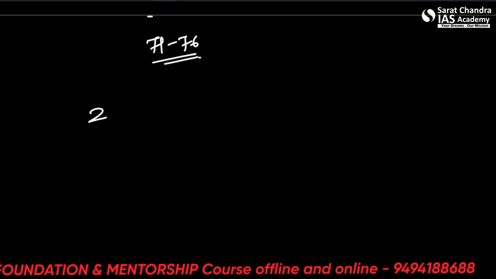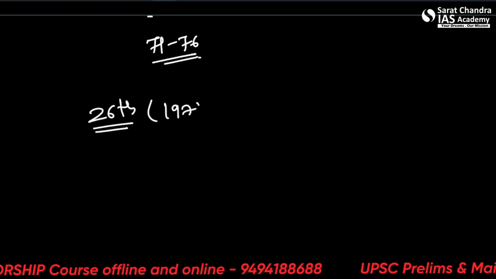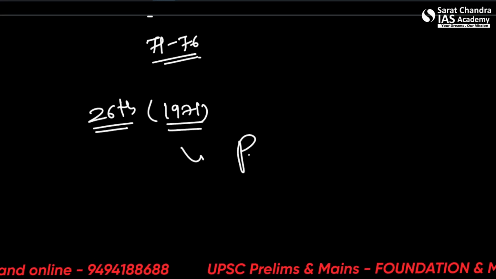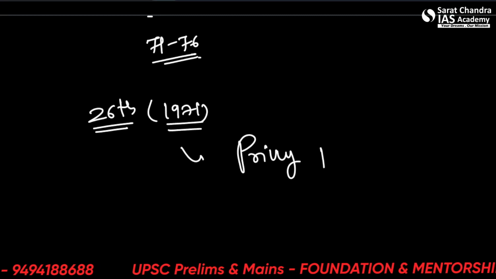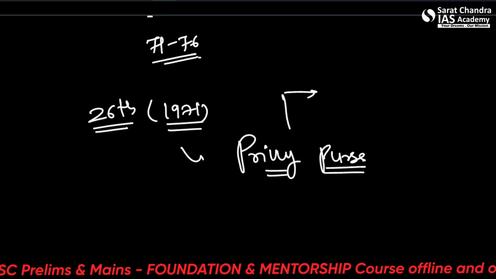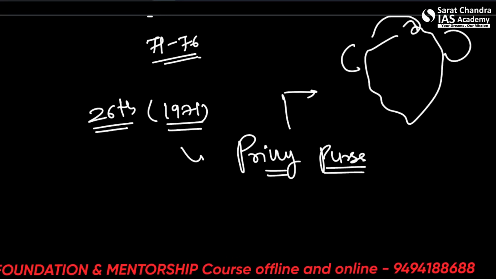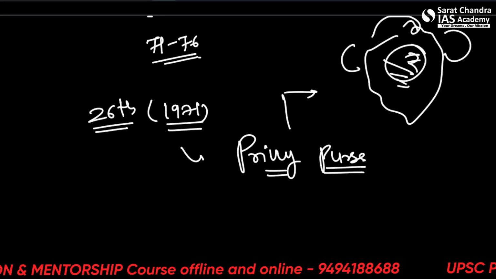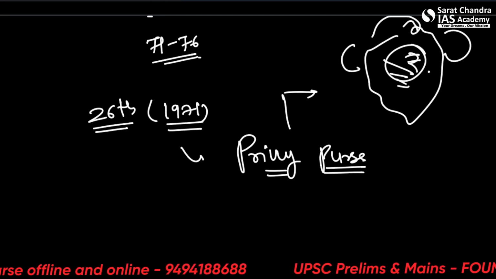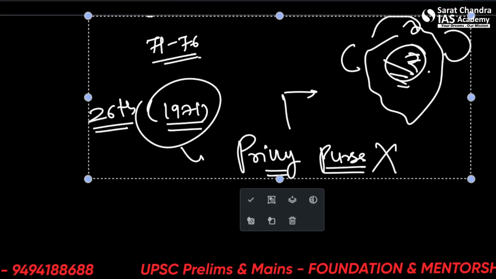Okay, 26th Amendment Act, 1971. So it abolished the privy purses. Privy purses were the compensation given to the former rulers of India. So money was paid to them every month or every year for maintenance and other things. So this was basically abolished in 1971.